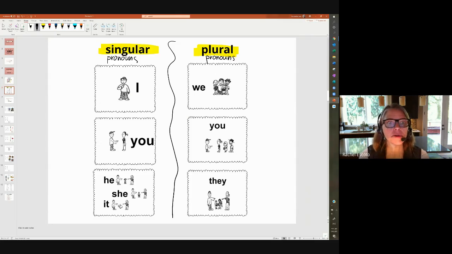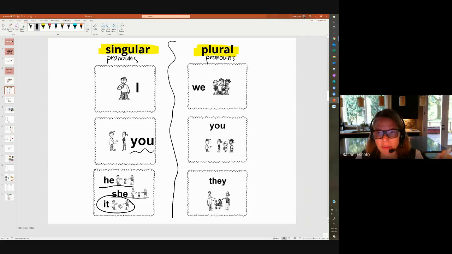Okay, so the singular pronouns are I, you. So like if I point at you, Lourdes, or you, Wanda, or you, Pedro, you, one, right? That's singular you. And I can say he if I'm talking about a man or a boy or a male thing. She if I'm talking about a girl or a woman or a female thing. And it if I'm talking about an object that doesn't have a gender, a thing, right?